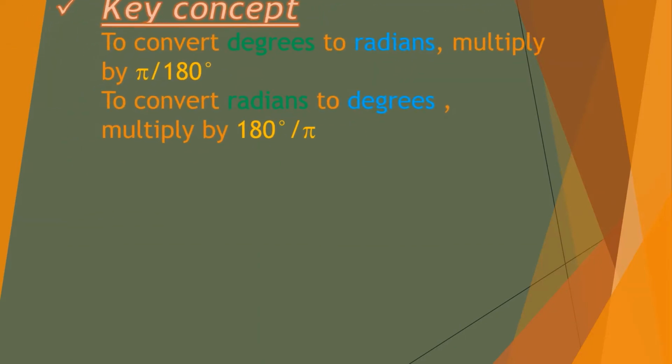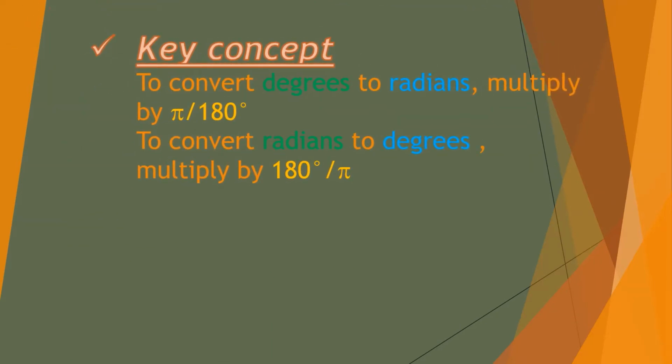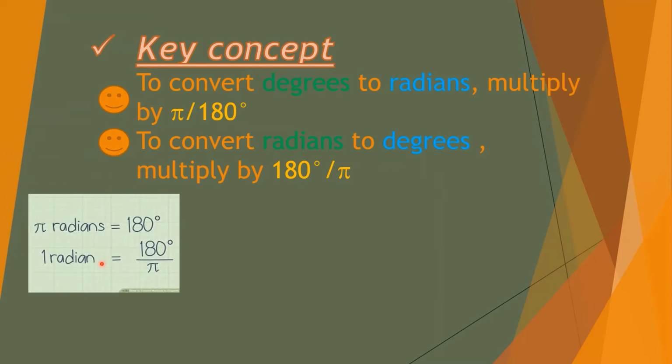Now let's see some key concepts of the lesson. To convert degrees to radians, multiply by pi over 180 degrees. To convert radians to degrees, multiply by 180 degrees over pi. From the previous slides, you learned that pi radians is equal to 180 degrees and 1 radian is equal to 180 over pi. So keep these conversion factors in your mind, because it's very important to use them when you want to convert from one unit to another.